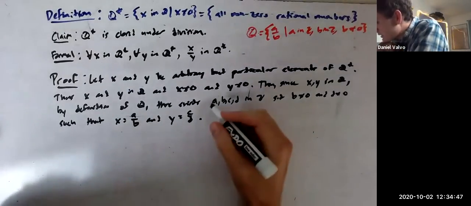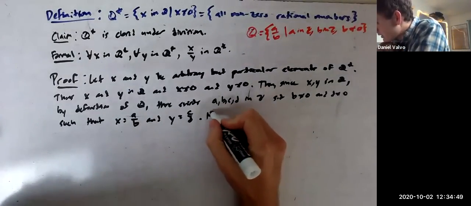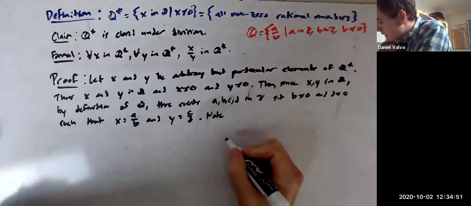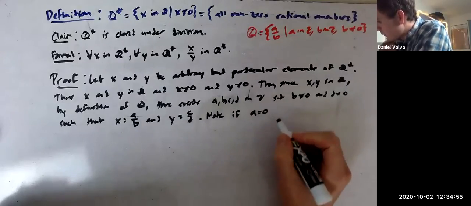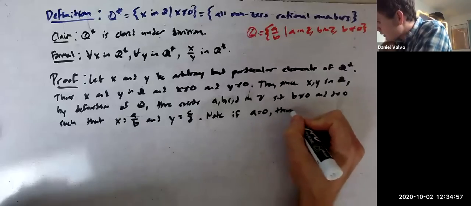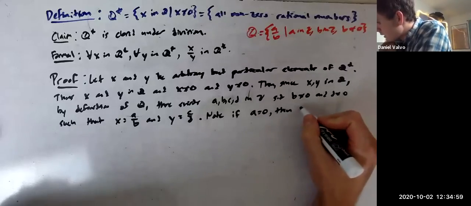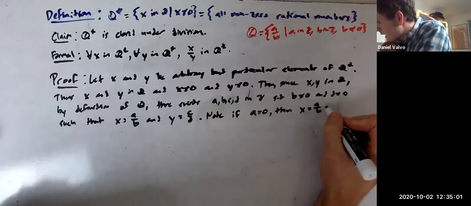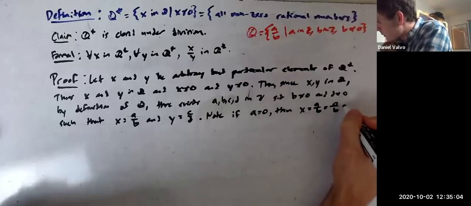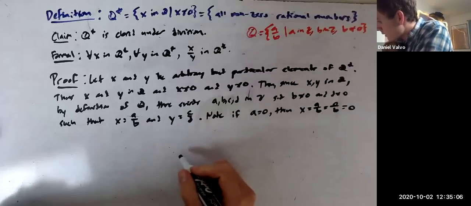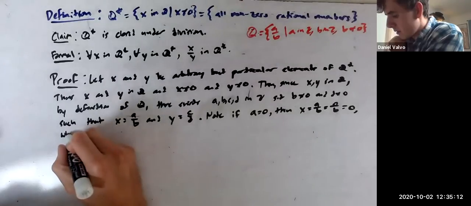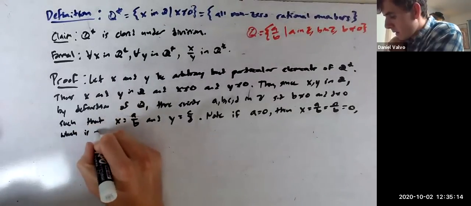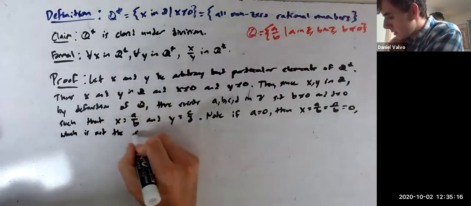So what this means, let's note, if A would equal 0, then X, which equals A over B, which equals 0 over B, which equals 0. Then X would equal 0, which is not the case.